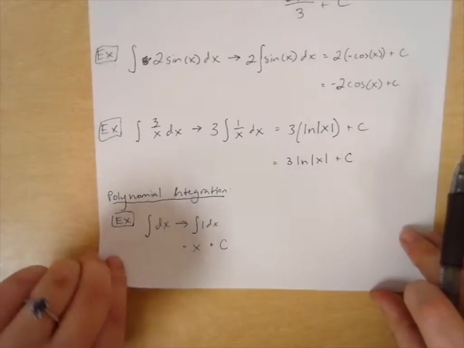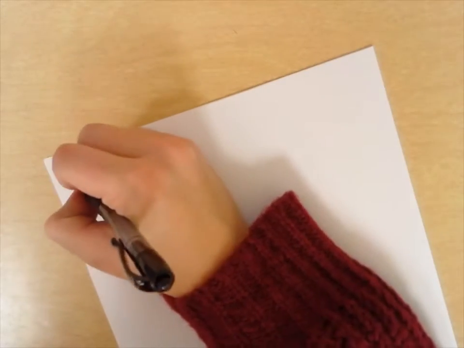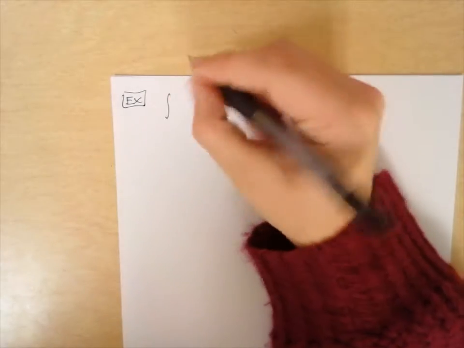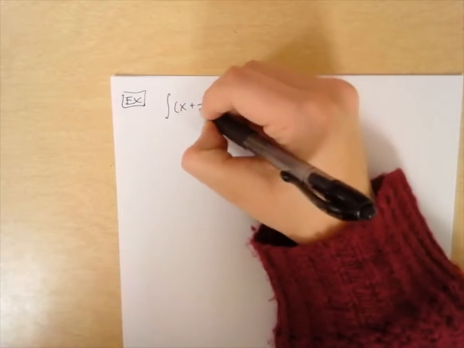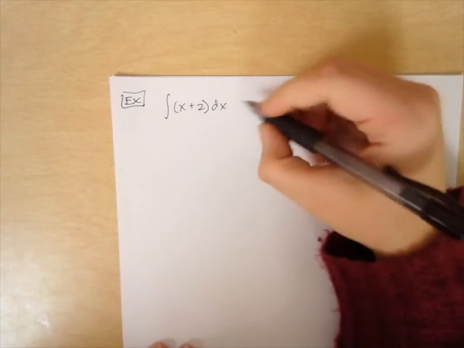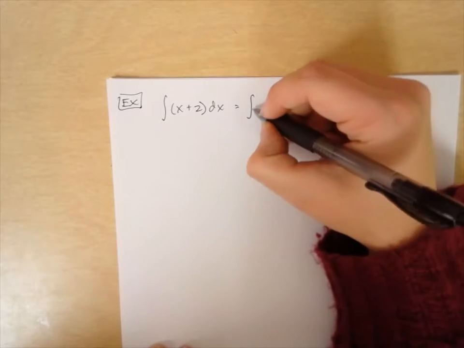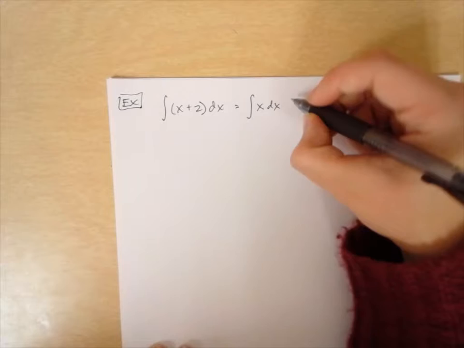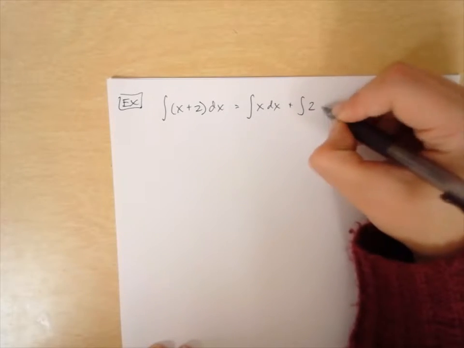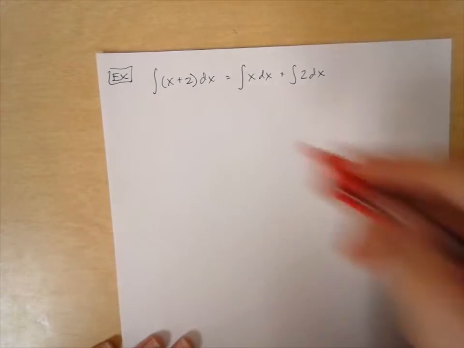Okay. Let's do another one, separate sheet of paper. Okay. Let's say we had a bunch of terms, though, not just one thing going on. So let's say we wanted to know the antiderivative of x plus 2. If we wanted to know the integral of x plus 2. What we can do then is we could split that up as the integral of x plus the integral of 2.